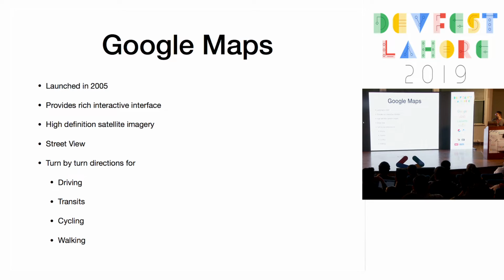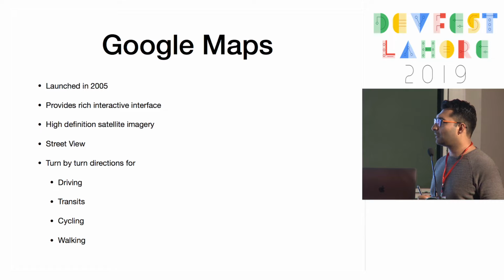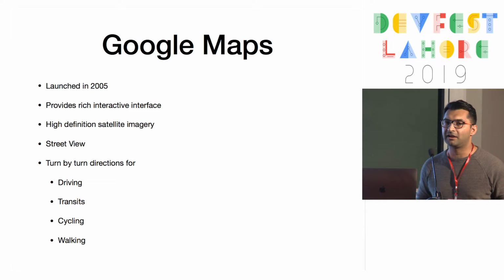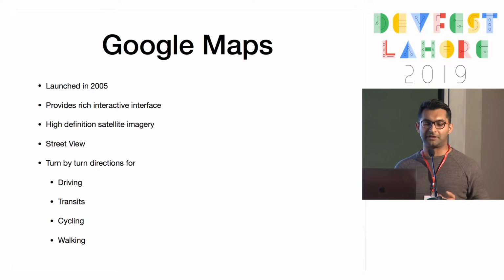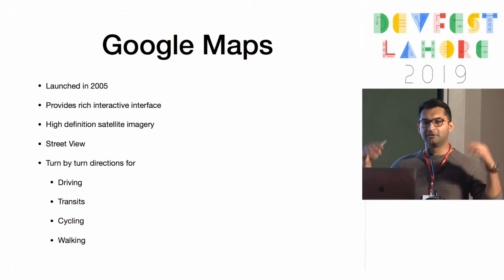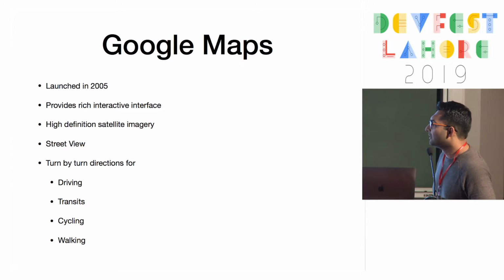With time, they added a lot of other things which provided quite a rich interface. High definition satellite imagery was one of them. What it basically added was interactivity. You could see your home, your school, and Pakistan was still missing the map data, although you could see all the satellite images of Pakistan: the mountains, the seaside, all the tall buildings.